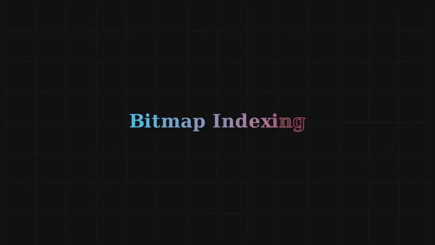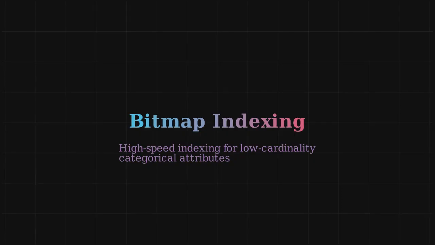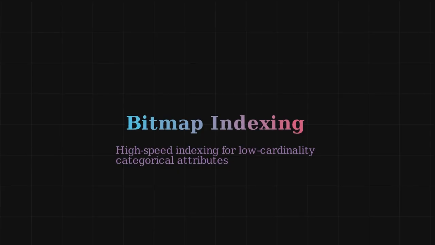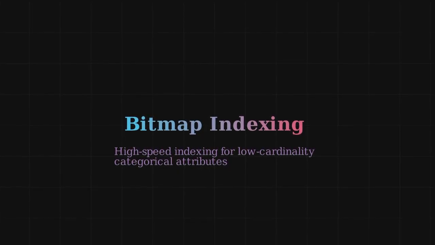Traditional indexes like B+ trees are great for high cardinality keys. But what happens when our data attributes have low cardinality, like gender, rating, or status? This is where bitmap indexing shines, representing categories as efficient sequences of bits.